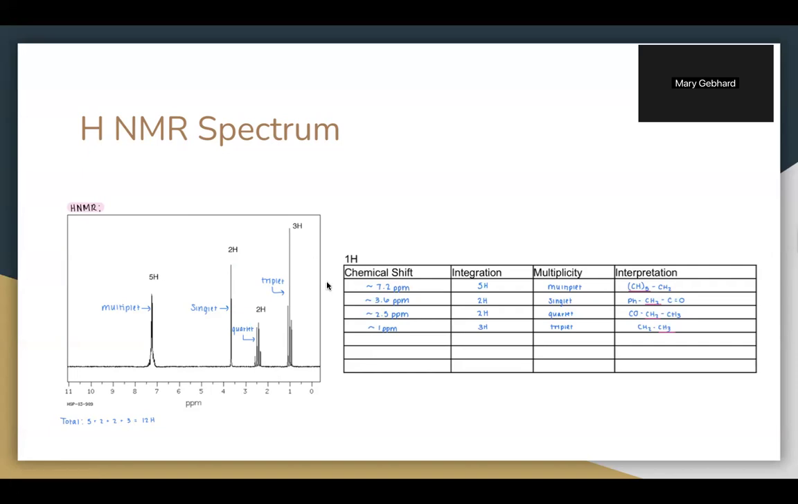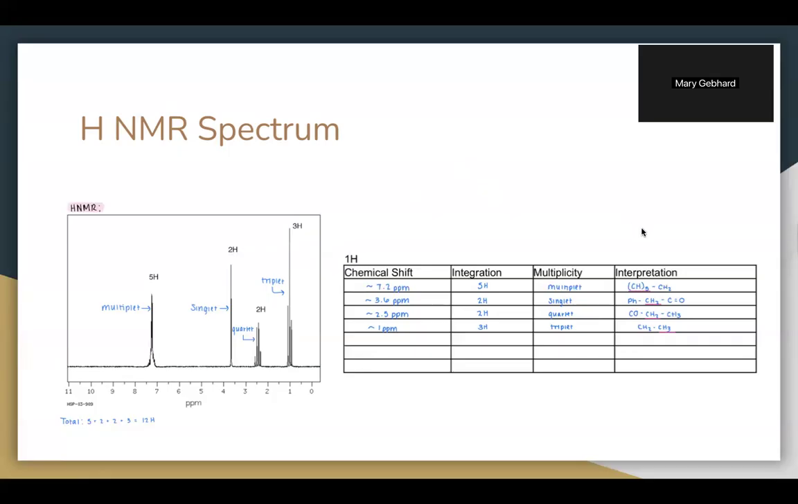And then continuing at 1 ppm, I have an integration of 3H with the multiplicity of a triplet, meaning that it exists next to two hydrogen neighbors, which would make sense that the CH2 would be next to the CH3, meaning that there would be an ethyl present in my structure.